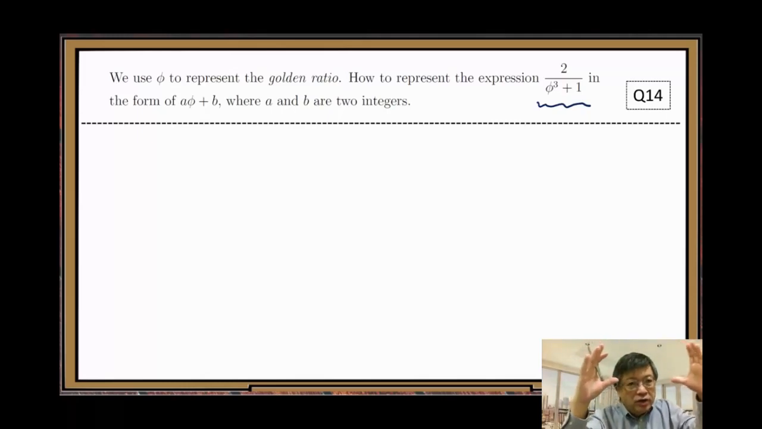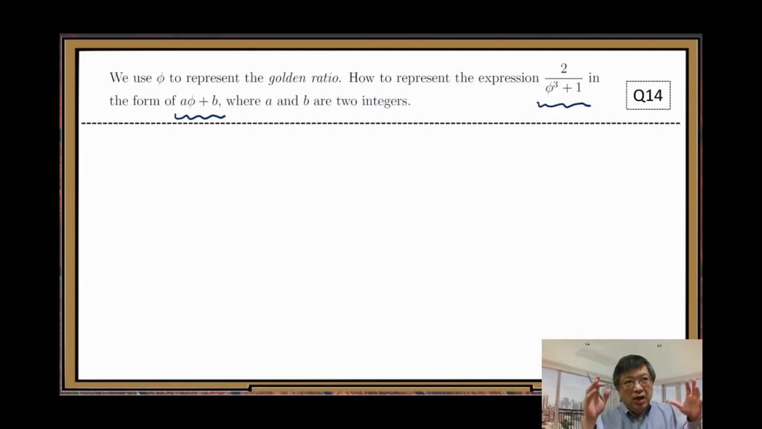This fractional expression, we want to represent it in a more friendly form, so that it is a phi plus b. Here, we want a and b to be integers. So that is the question. All right, for this question, we need to use the properties of the golden ratio. Mainly, we have two properties.